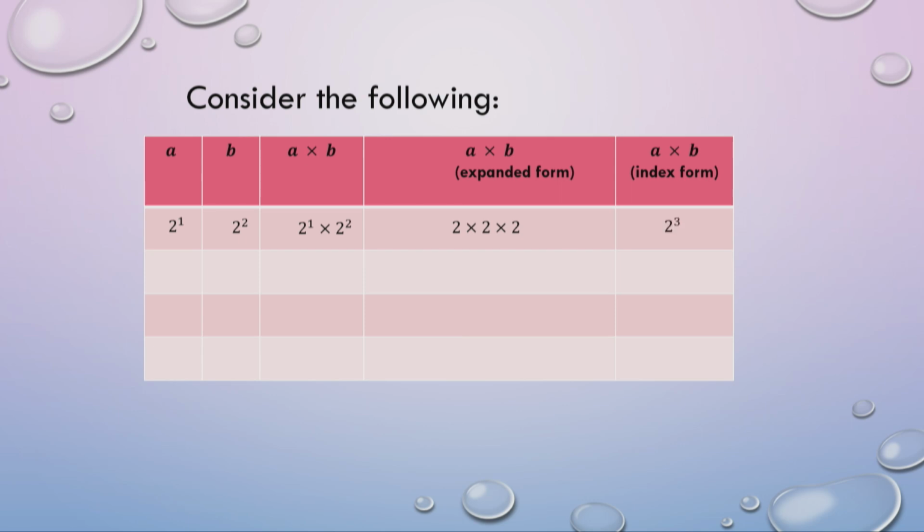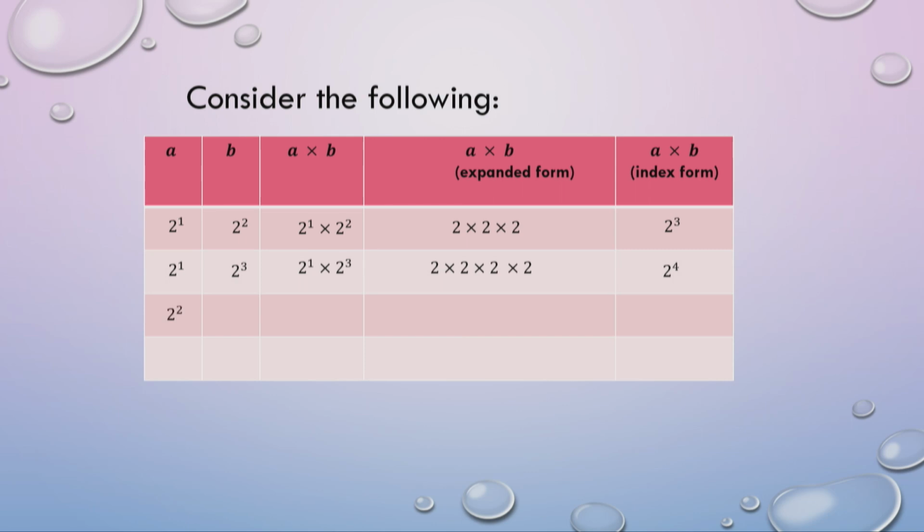Let us consider the second example. 2 to the power of 1 for A, and for B, 2 to the power of 3. So A times B will be 2 to the power of 1 times 2 to the power of 3. Writing this in expanded form, we will have 2 for 2 to the power of 1, and for 2 to the power of 3, we will have to write 2 times 2 times 2. So in index form, it will be 2 raised to the power of 4.